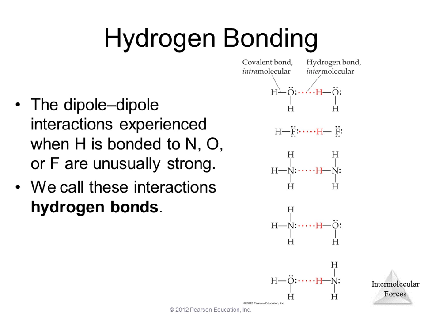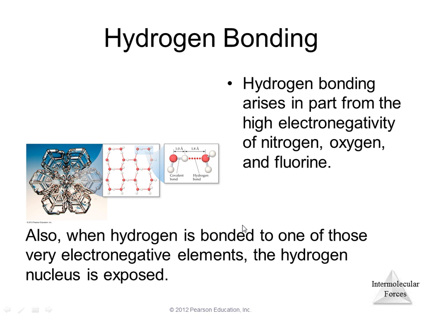So you have a covalent bond that's an intramolecular force. A hydrogen bond is an intermolecular force. Remember, that goes in between molecules. This is a special type of intermolecular force. What happens is there's a huge electronegativity difference between nitrogen, oxygen, or fluorine compared to the hydrogen.